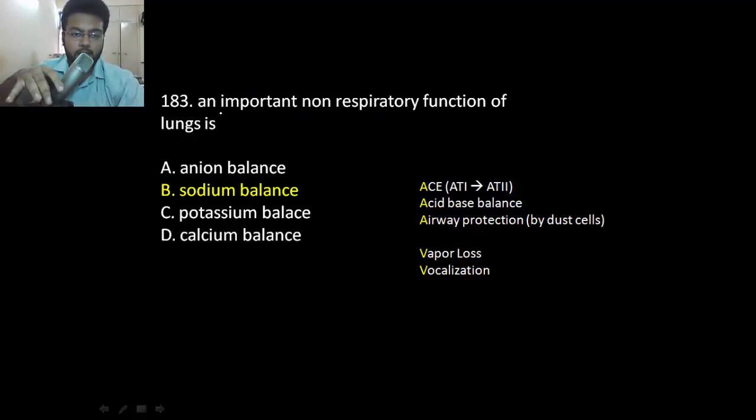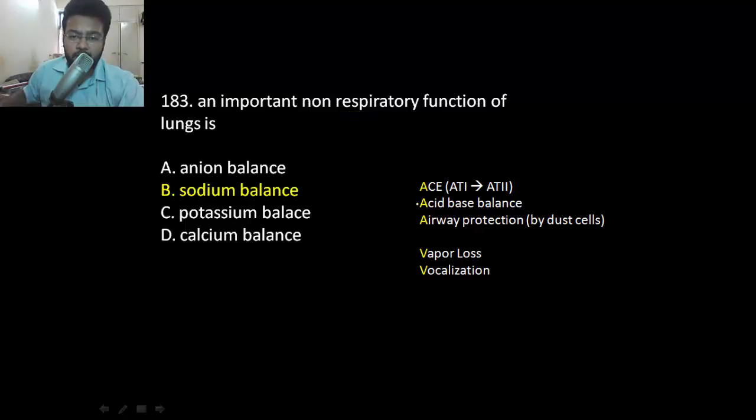You remember we said that there is angiotensin converting enzyme in the microcirculation of the lung which converts angiotensin 1 into angiotensin 2, which stimulates the adrenal cortex to release aldosterone, and aldosterone retains salt and water. So the main non-respiratory function of the lung is sodium balance.